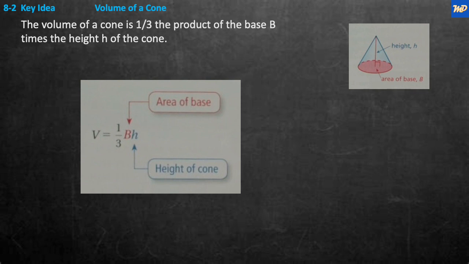Okay, for a key idea, we're going to look at the volume of a cone. So how do you describe the volume of a cone? Well, the volume of a cone is 1/3 the product of the base times the height. Just like we did in the cylinder, it was base times height. Now we've added in the 1/3. So whatever the volume of a cylinder is, for a cone of those same dimensions of height and diameter, 1/3 of that is the volume of the cone.